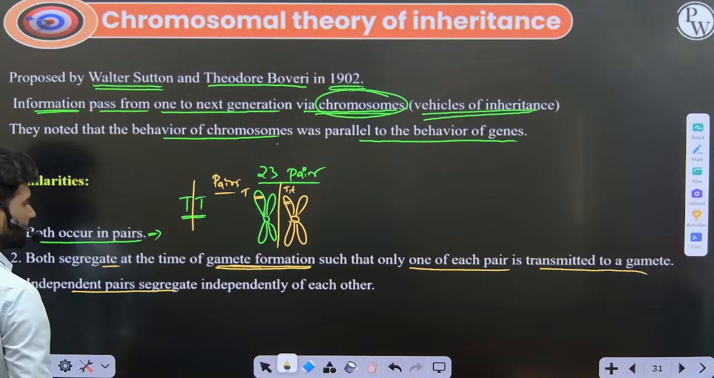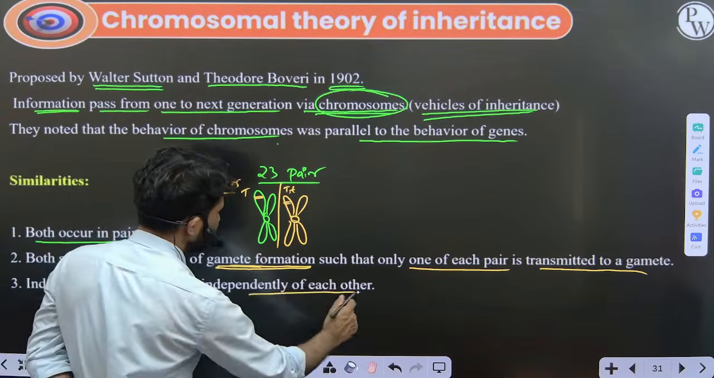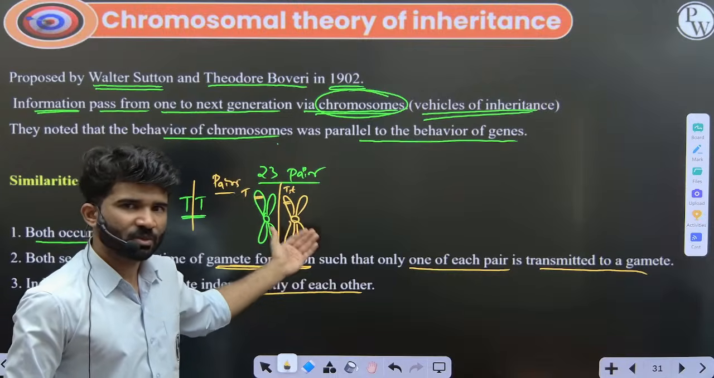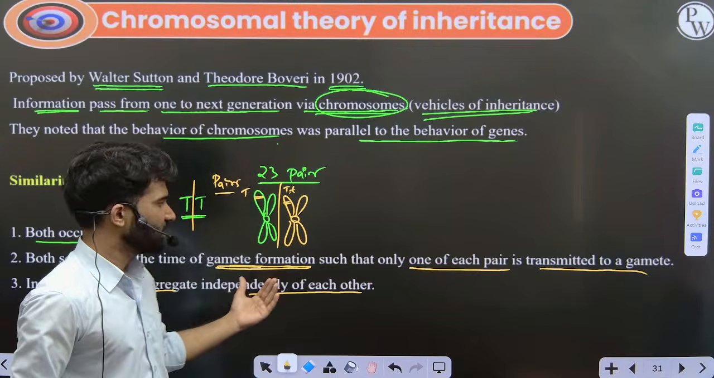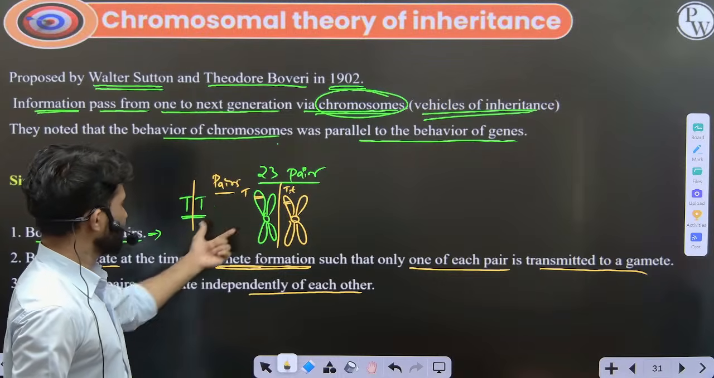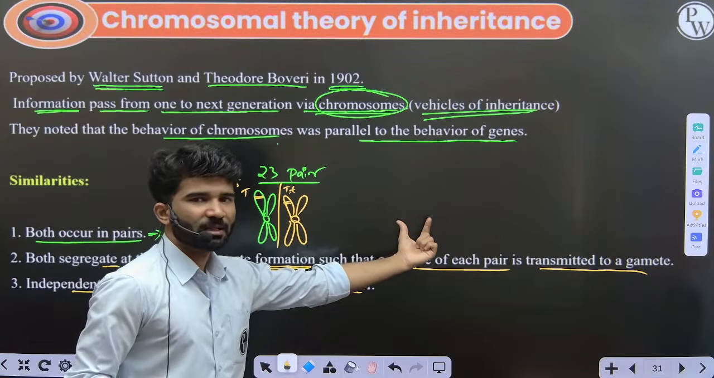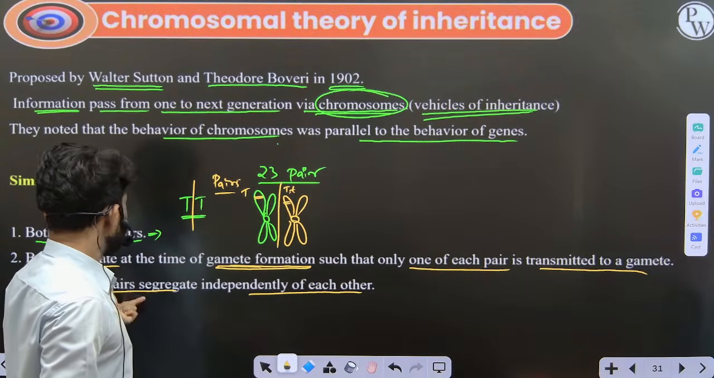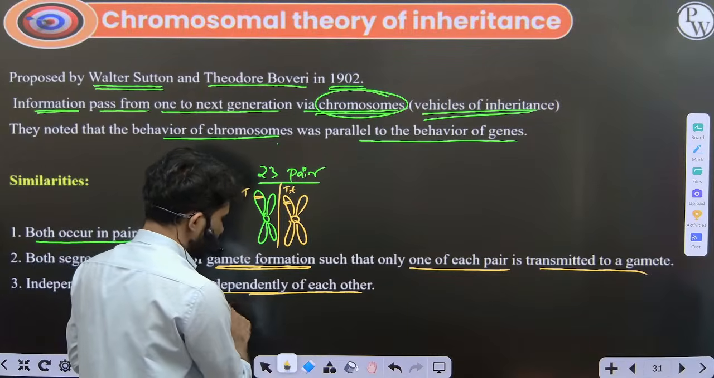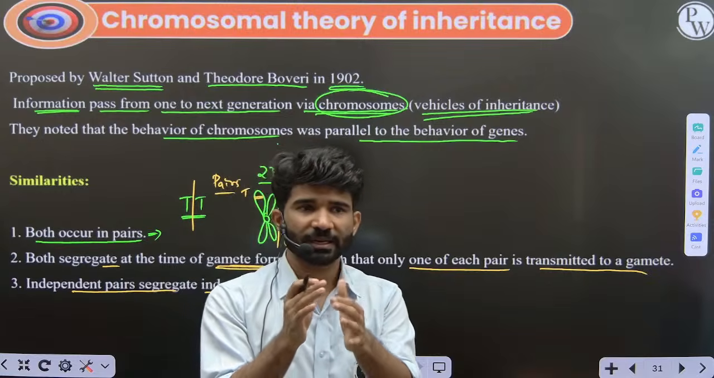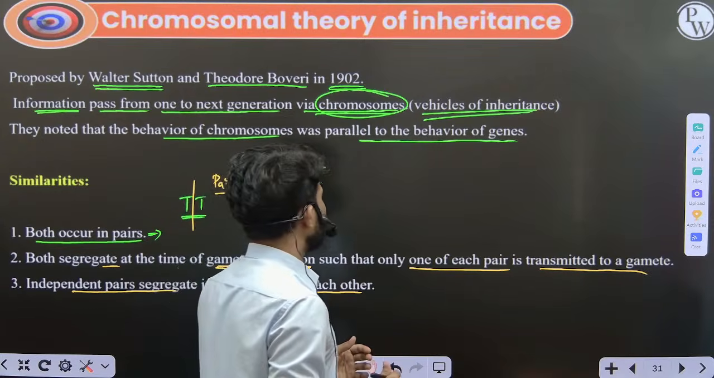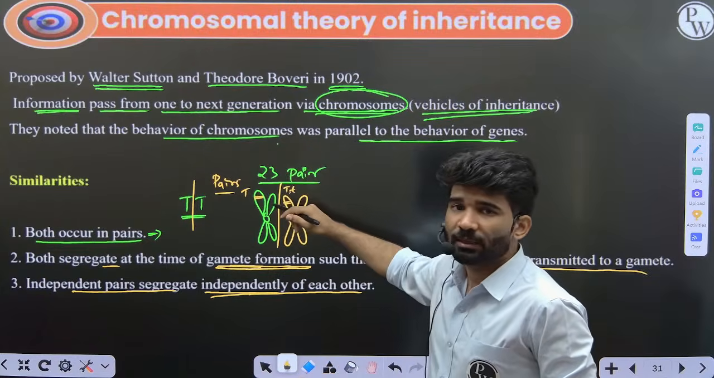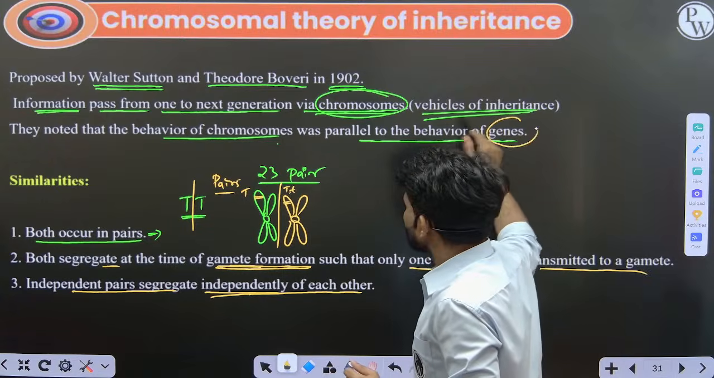The independent pairs segregate independently. One pair of chromosomes is not dependent on the next pair. They segregate independently of each other. Another chromosome belongs to another independent pair. If we take allosomes also, the independent pairs separate independently of each other. That is not dependent on any other pair. This is the similarity observed by Sutton and Boveri in both genes as well as chromosomes.